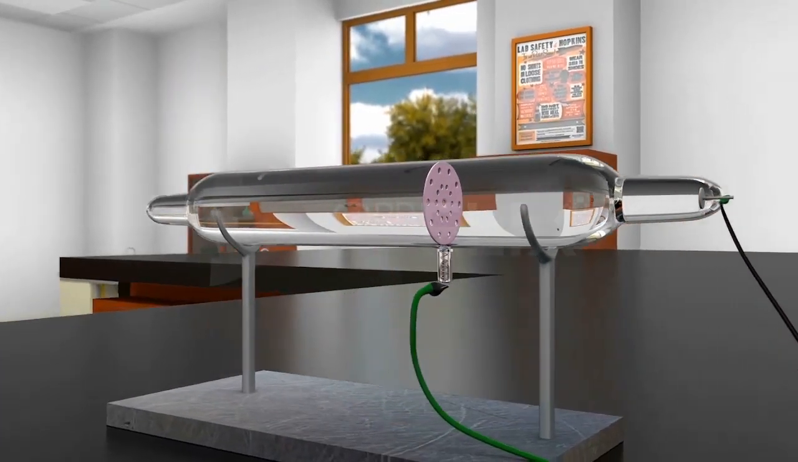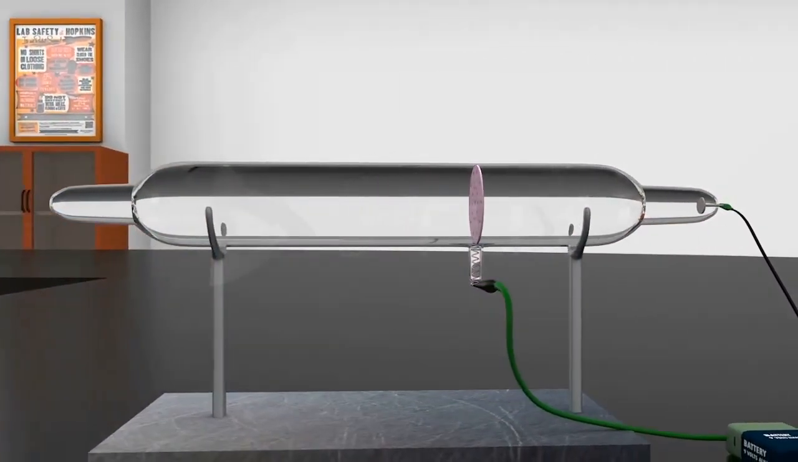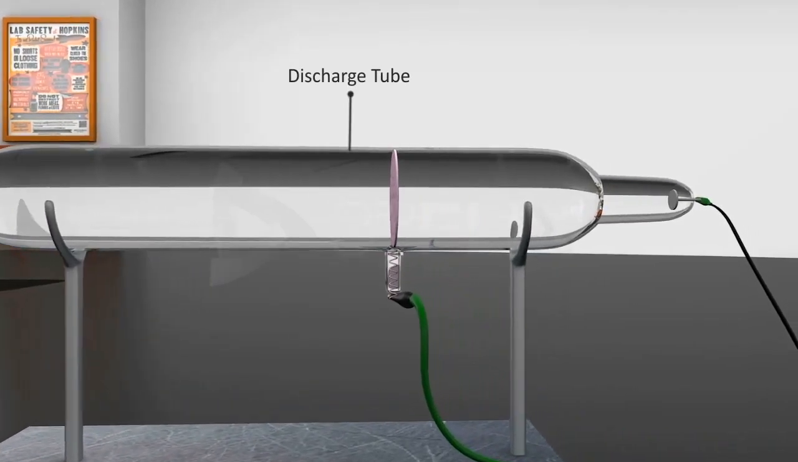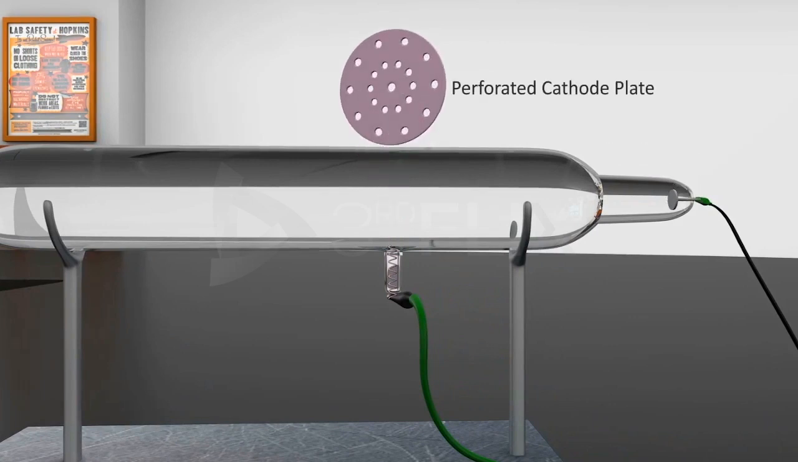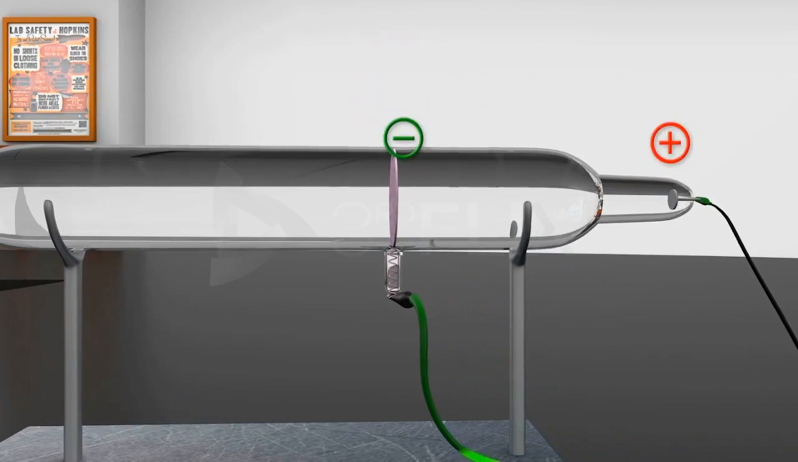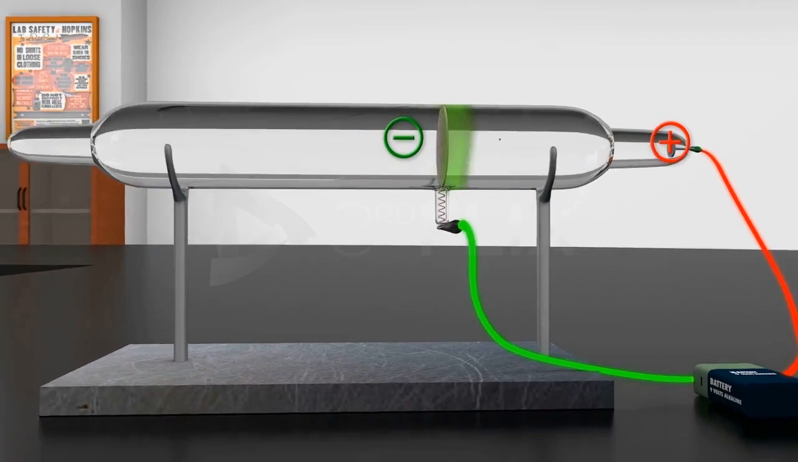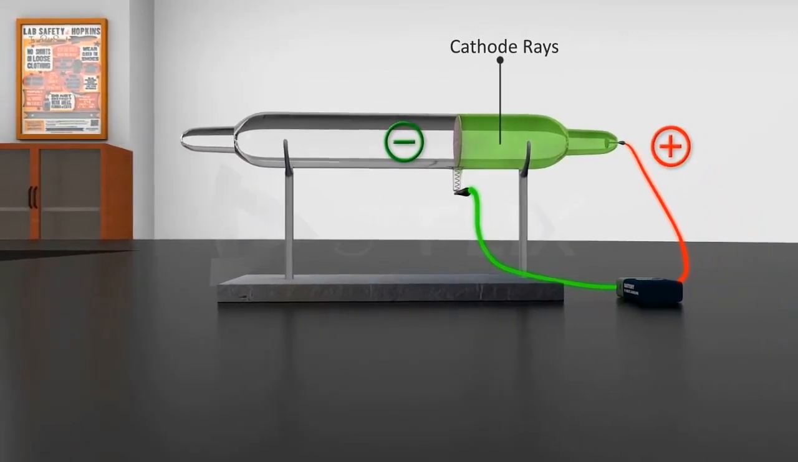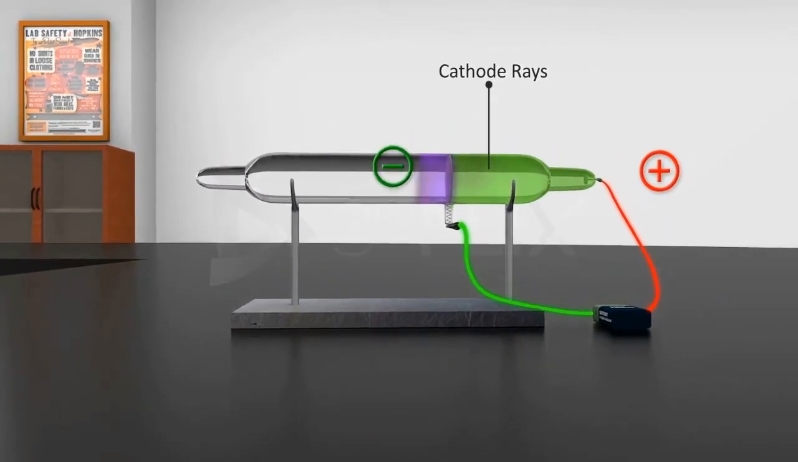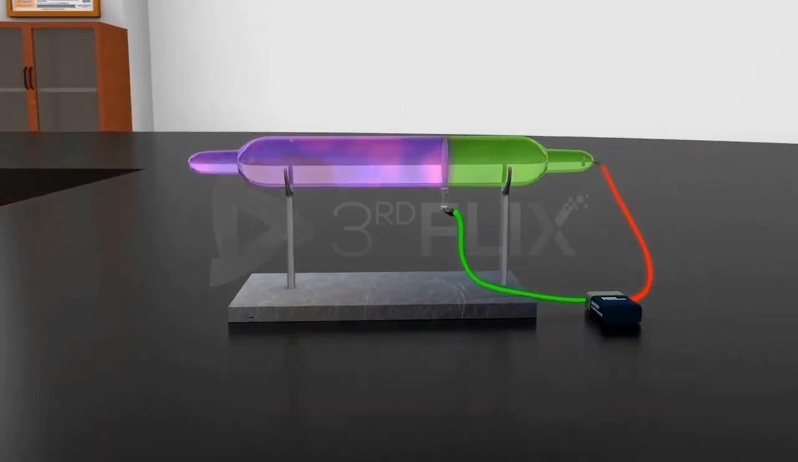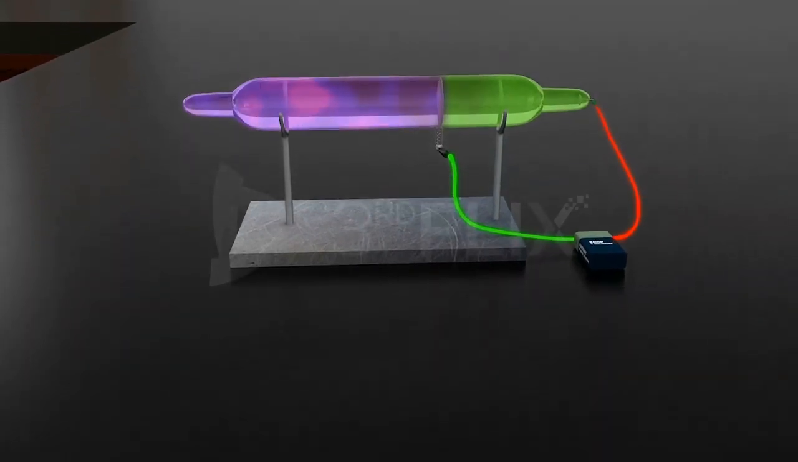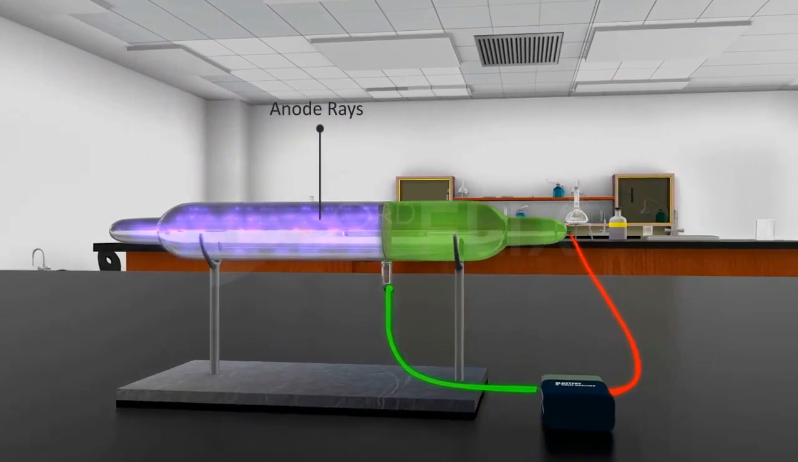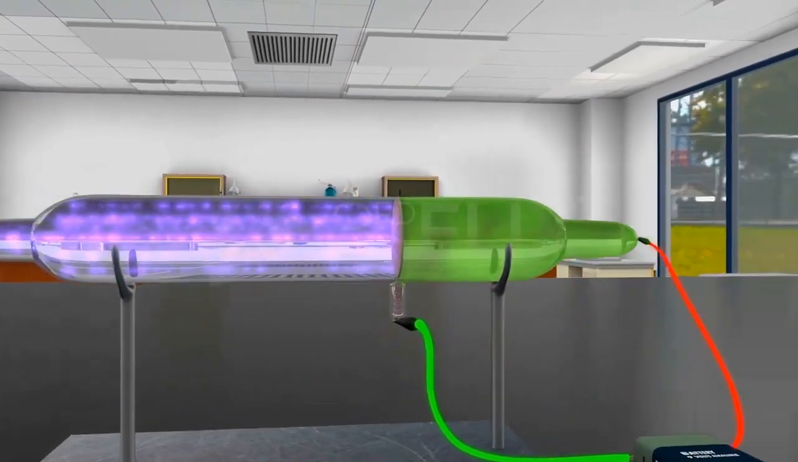Let's understand the experimental setup of Goldstein. Goldstein used a gas discharge tube which had an anode and a perforated cathode. At a pressure of 1 mm of mercury, cathode rays were observed to be moving from the cathode to the anode. He also observed a faint luminous glow extending backwards from the holes in the cathode. He called these rays anode rays as they traveled in a direction opposite to that of cathode rays.